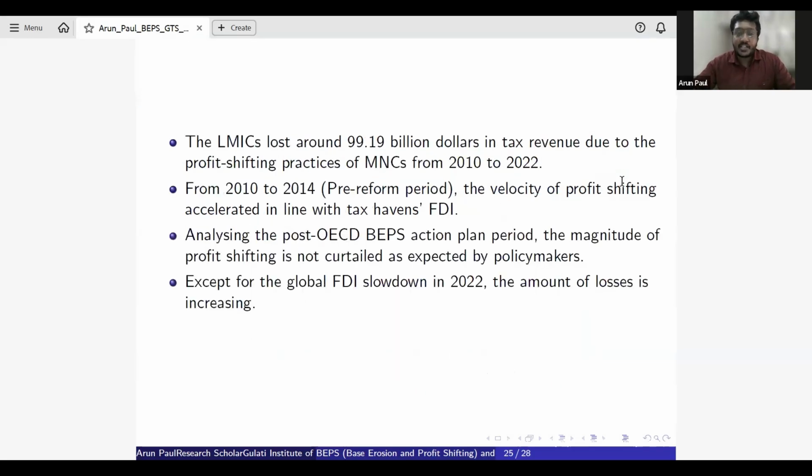So lower middle income countries lost around $99.1 billion in tax revenue due to profit shifting practices, and there is not much improvement after the post OECD BEPS action plan period. There are around 15 action plans mentioned in the document, which are related to limitation on interest deduction, transfer pricing guidelines, and controlled foreign company regulations.